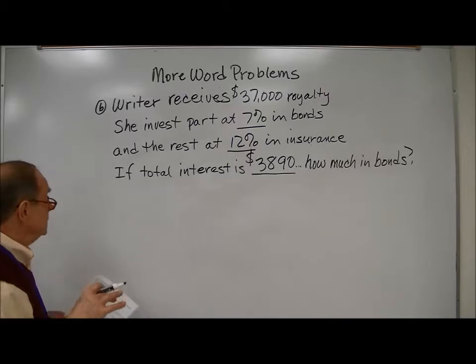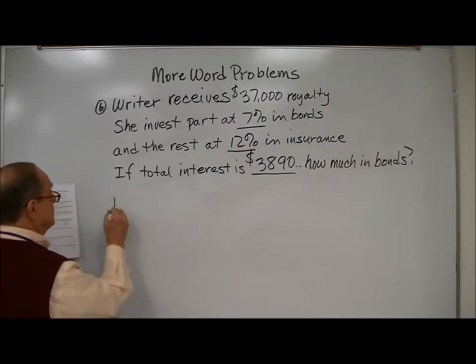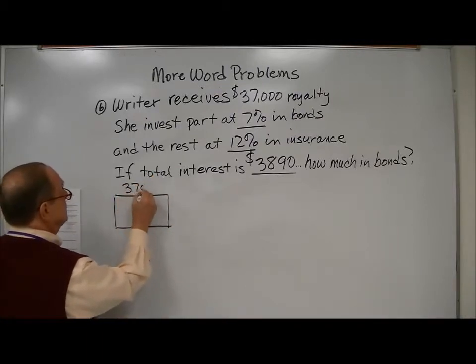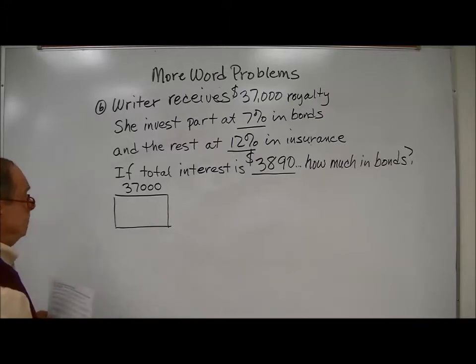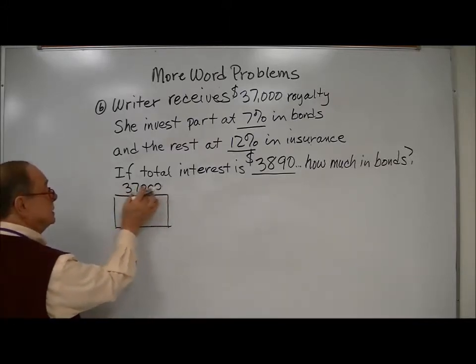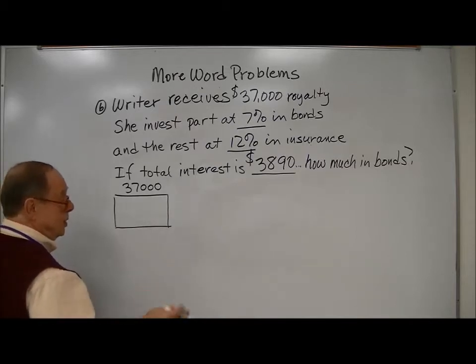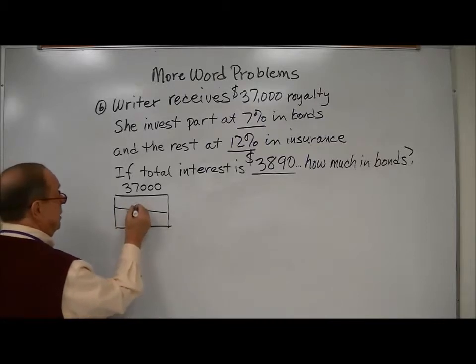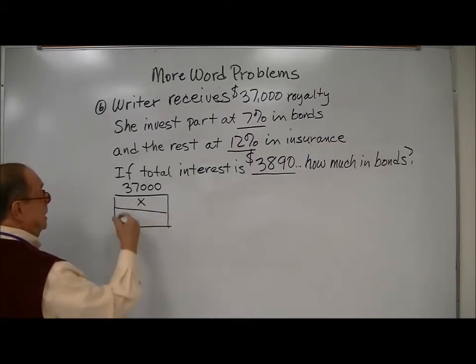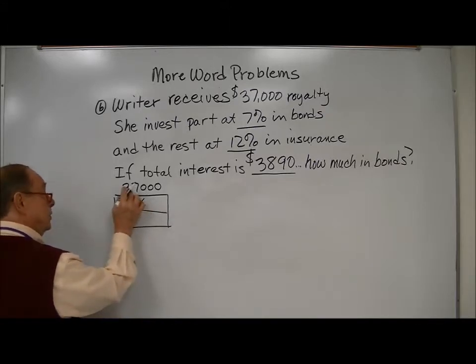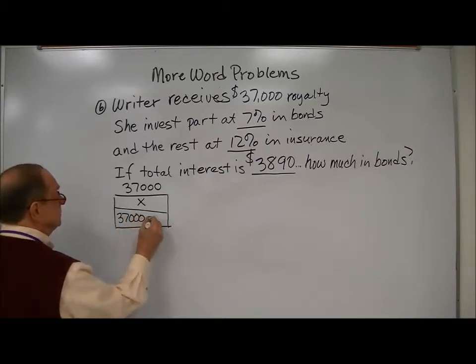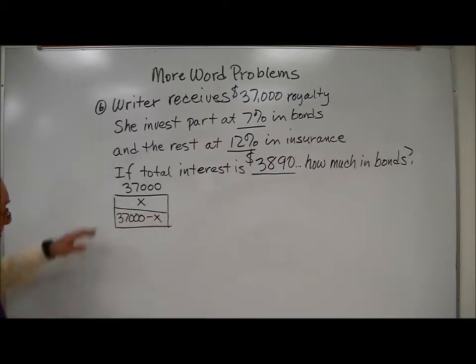Well, we did one like this in the other video, but again, you're going to start with, what's the total investment? Well, it's $37,000. Now, I want to divide this $37,000 into two parts. So the same technique. We're going to say a part of this is X, and the other part is going to be 37,000 minus the X. And that was a method we had featured in the other video as well.